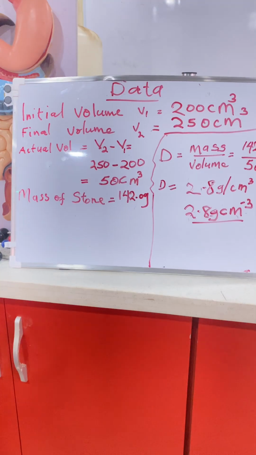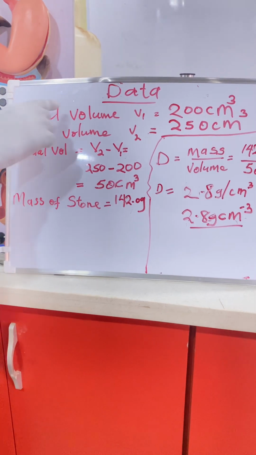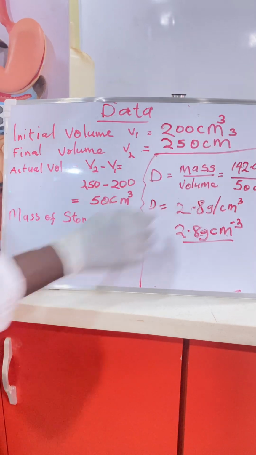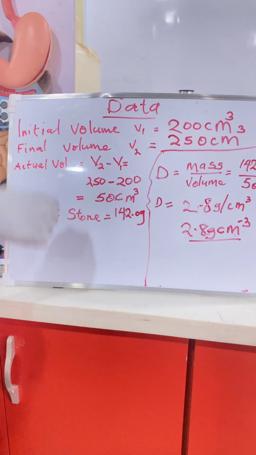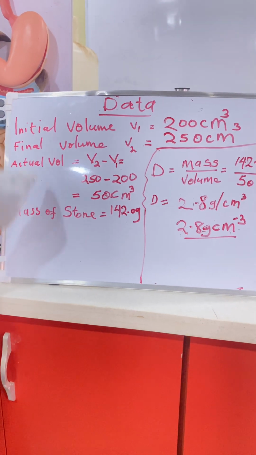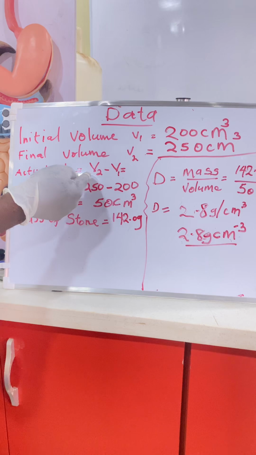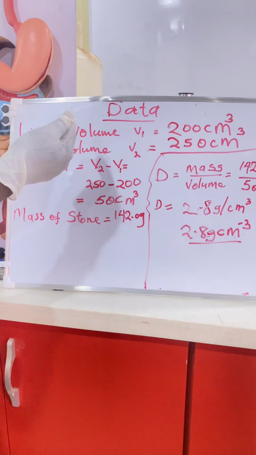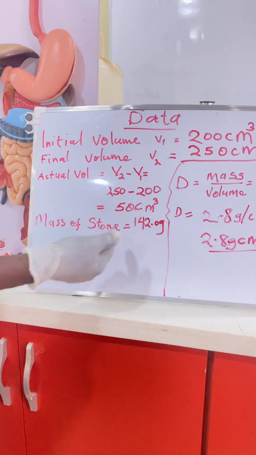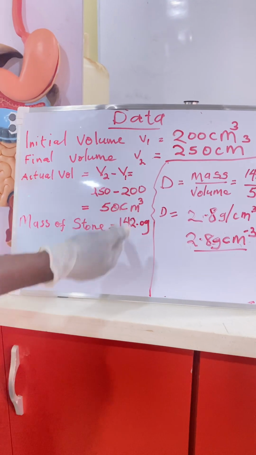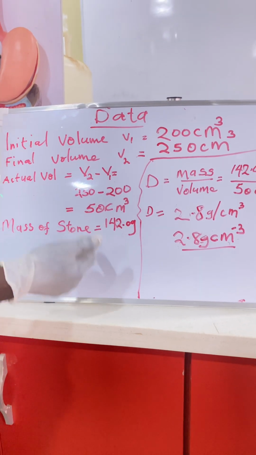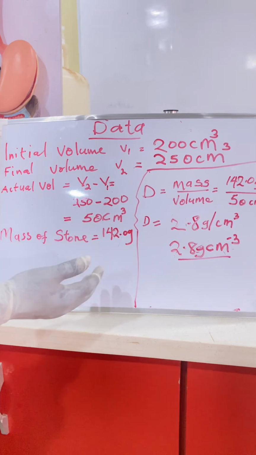Okay, so from the data we collated, we saw that the initial volume before the stone was put into the beaker was 200 centimeter cube. After the stone was immersed in the beaker containing the water, we had 250 centimeter cube. So to find the actual volume of the stone, we take the first volume from the second volume, which is 250 centimeter cube minus 200 centimeter cube. When you do that deduction, you are going to get 50 centimeters cube. So the mass of the stone equals 142.0 grams. Now we know the mass.